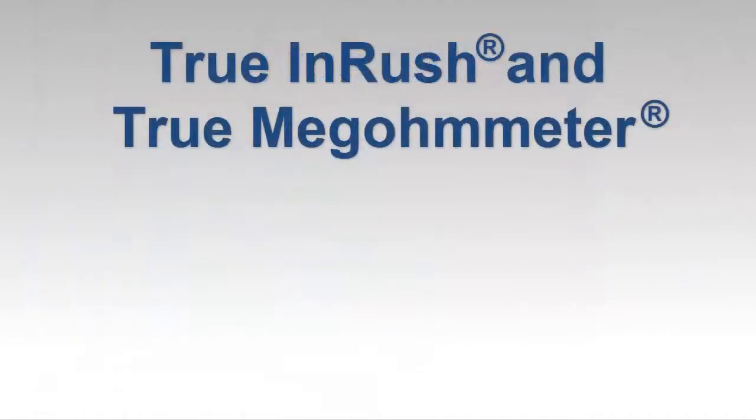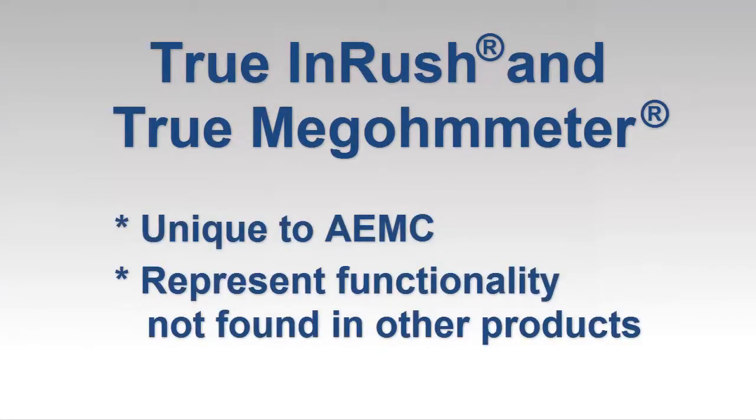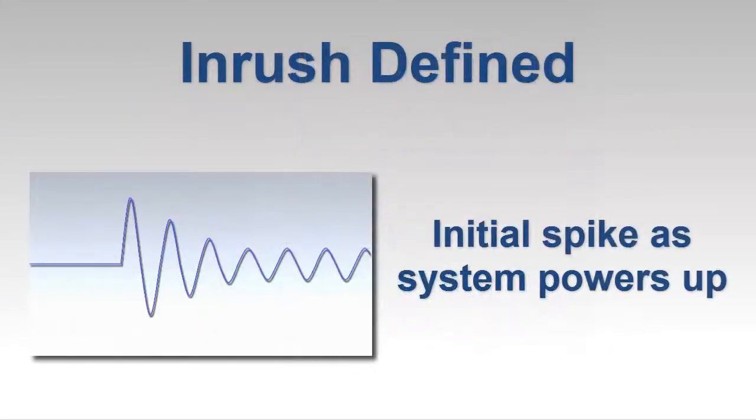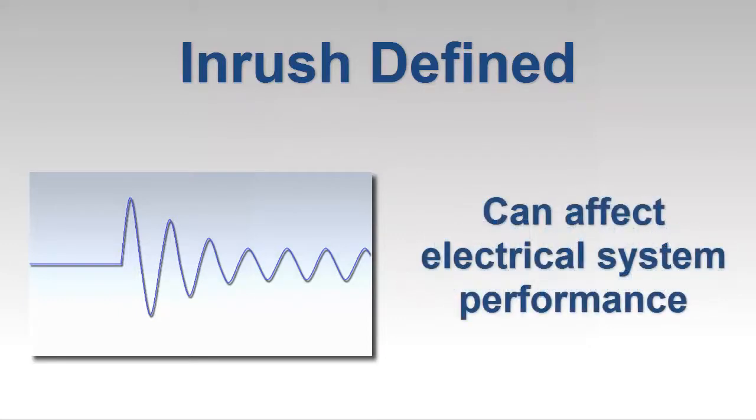Less well known are the terms true InRush and true Megohmmeter. These are unique to AEMC and represent advanced capabilities. When an electrical system or device is turned on, voltage and current initially spike before settling down to a steady-state operation. This phenomenon is known as startup InRush, and it can be an important consideration when monitoring your electrical network for events that could affect the performance of your facility.